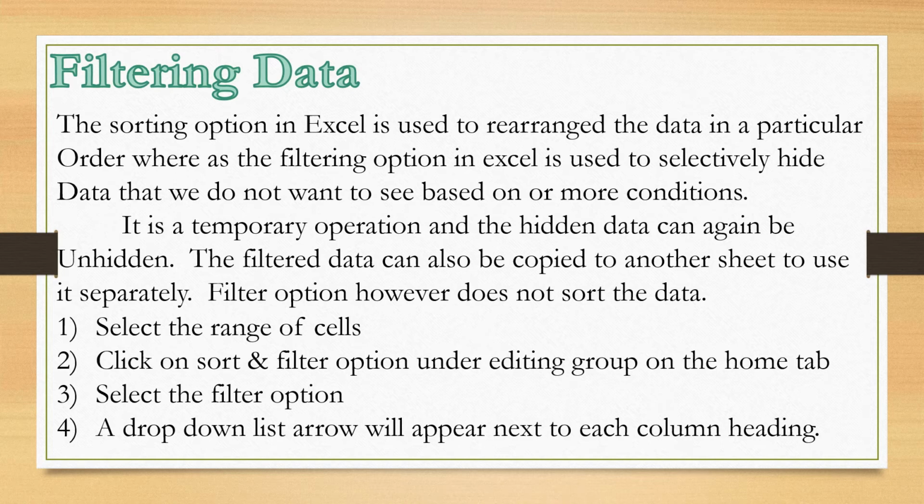First of all, select the range of cells which you want to filter, then click on the Sort and Filter option which is present in the Editing group on the Home tab. Now for sorting the data you select the sort option, but when it comes to filtering the data you have to select the filter option. That is our third step. Next, when you select the filter option, a drop-down list arrow will appear next to each column heading.